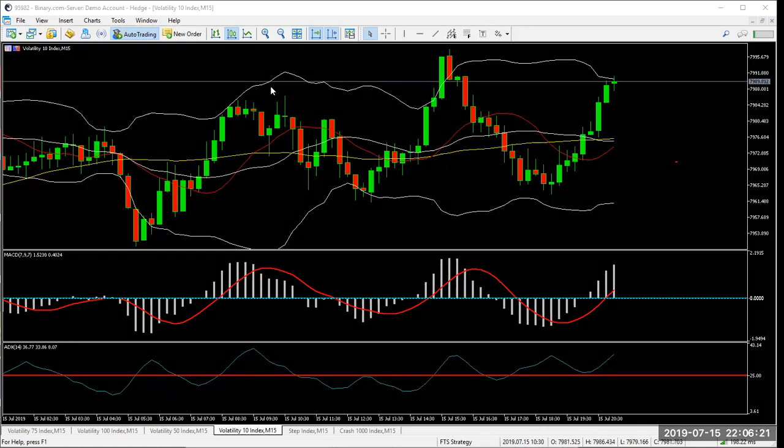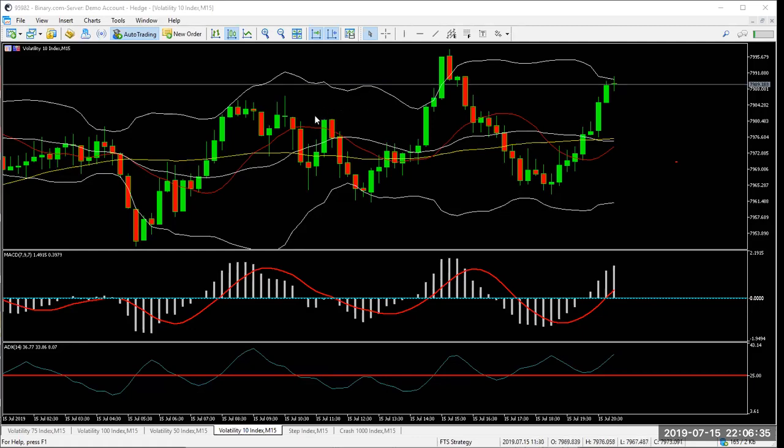So, the first thing we have on our chart is the Bollinger Band, which is this white channel. These three white lines are called the Bollinger Band. Okay? Then the next one, this red and the yellow.